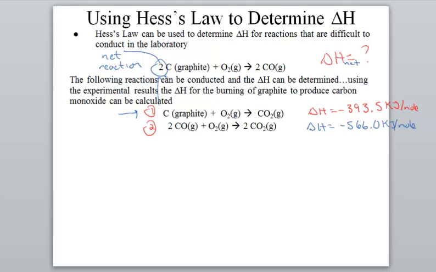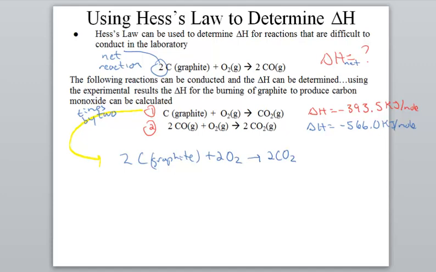What you're trying to do is modify your individual reactions to get the final answer. So this is the process that we're going through. So 2 graphite would react with 2 oxygens to form 2 carbon dioxides.